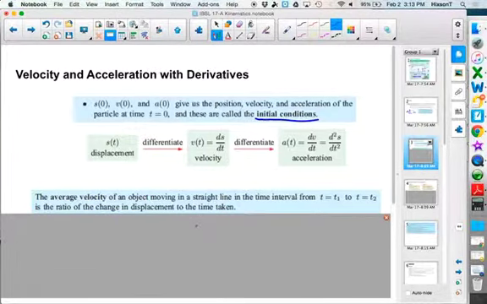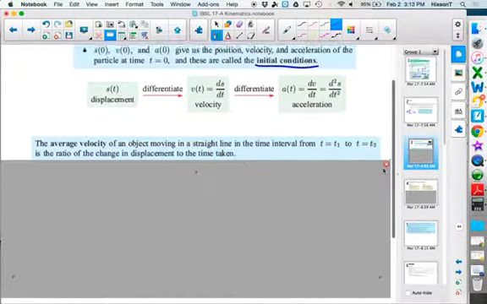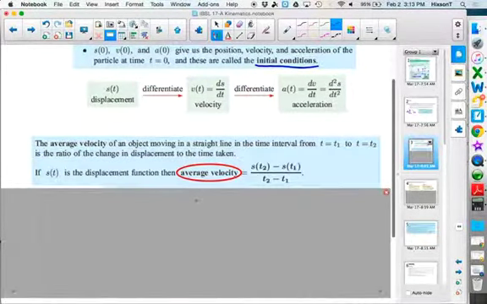Now, one of the things we want to differentiate between here is our average velocity and our instantaneous velocity. Average velocity and instantaneous velocity. Understand, I'm not talking about average speed, I'm talking about average velocity. So if you take a look here, our average velocity is our position at our ending time minus the position at our beginning time, over the difference in time.